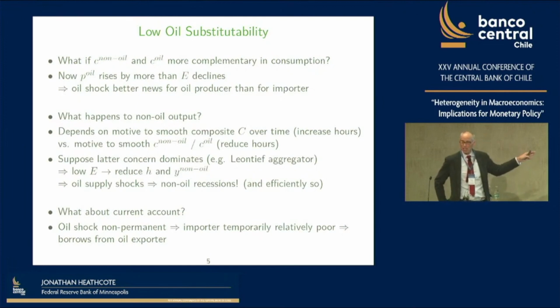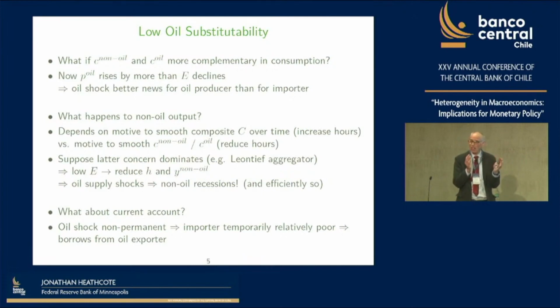What happens in this flexible price setting to non-oil output here? So I think the answer is it's going to depend on how much households care about smoothing total composite consumption over time. If you really want to smooth total composite consumption and you've got less oil to work with, you're going to have to work harder to make up for that. Versus, on the other hand, how much you want to smooth this mix of non-oil to oil consumption in your consumption bundle.